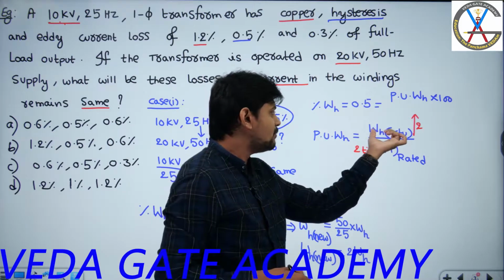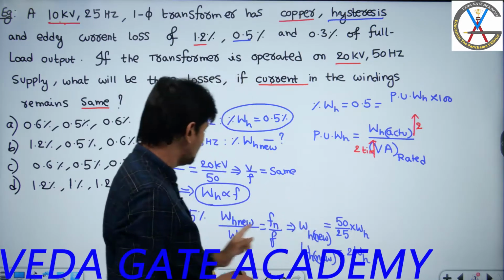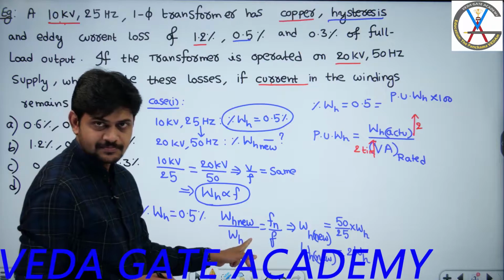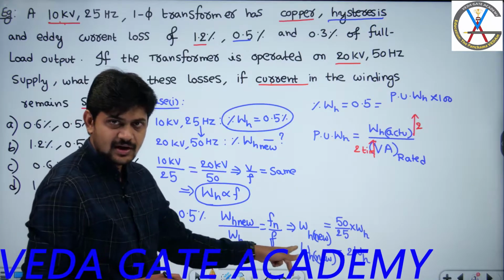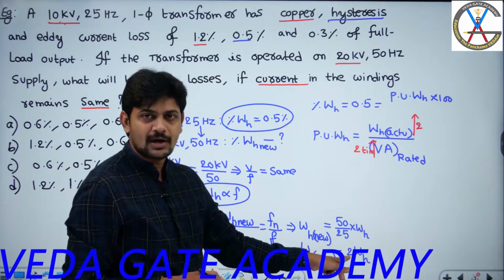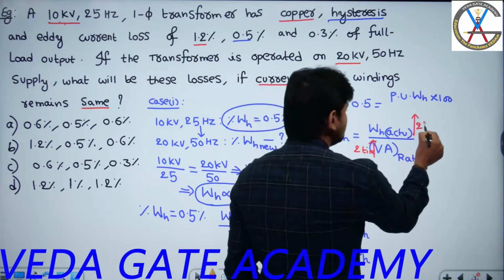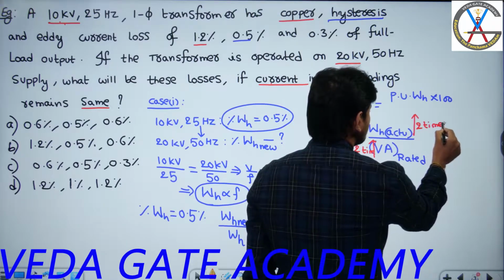And these actual power losses, that means actual hysteresis losses, whether they are increasing or decreasing, will be obtained from this discussion. From this discussion, I got a conclusion that the new value of the hysteresis losses will be increased by twice compared to that of the original operating condition. So the numerator is increased by 2 times.